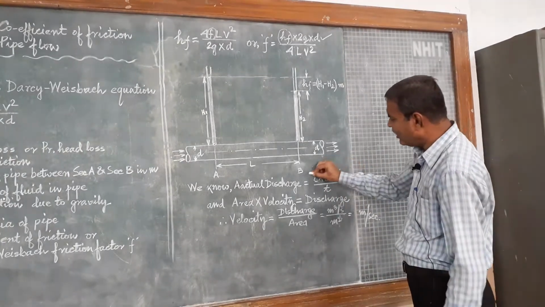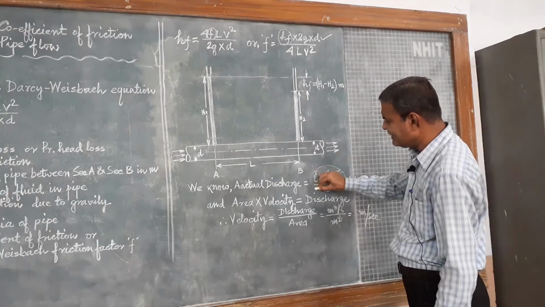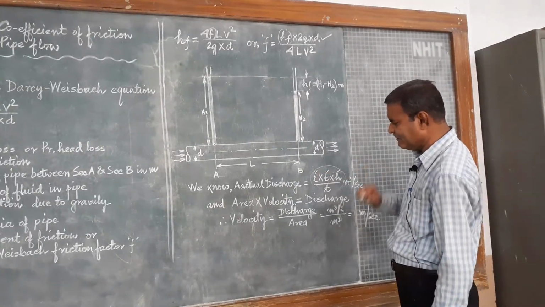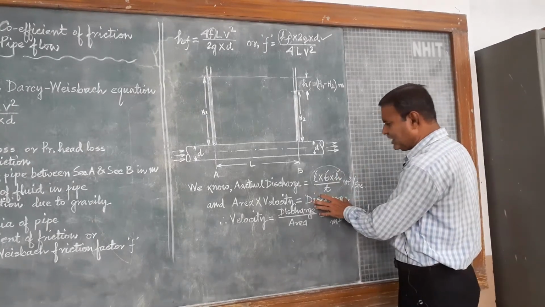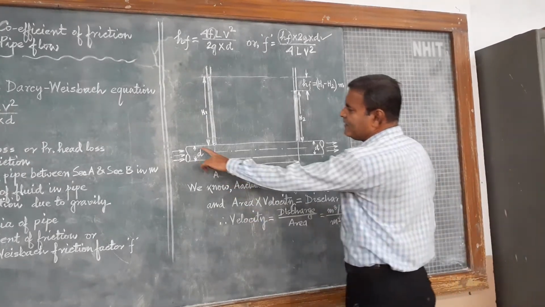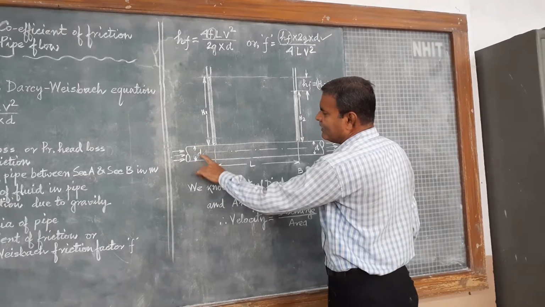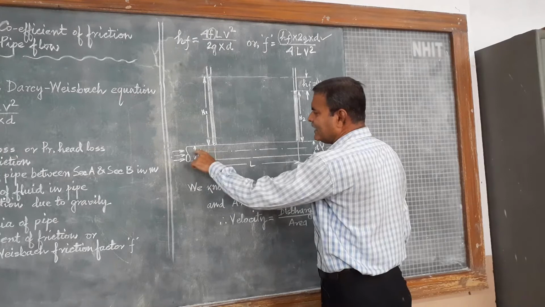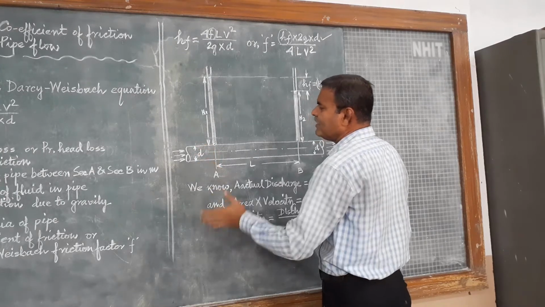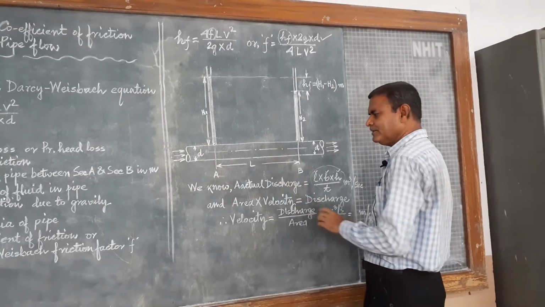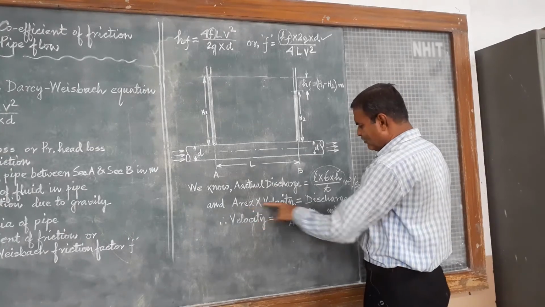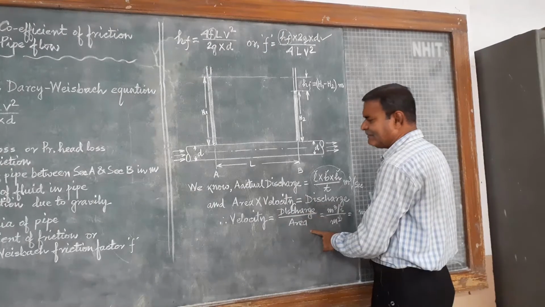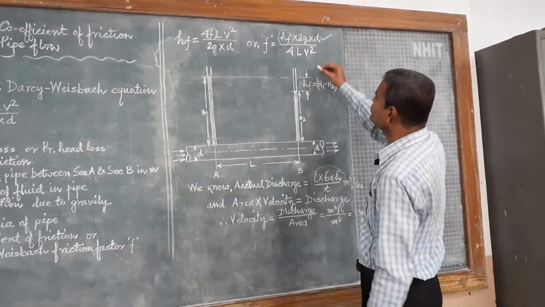So from our experimental setup, we get the discharge. Once I have the discharge, the area can be found from d, because d is the diameter of the pipe. So the internal cross-sectional area equals pi by 4 d squared. That means we have the area and the discharge, and velocity will be discharge divided by area. So we get the velocity.